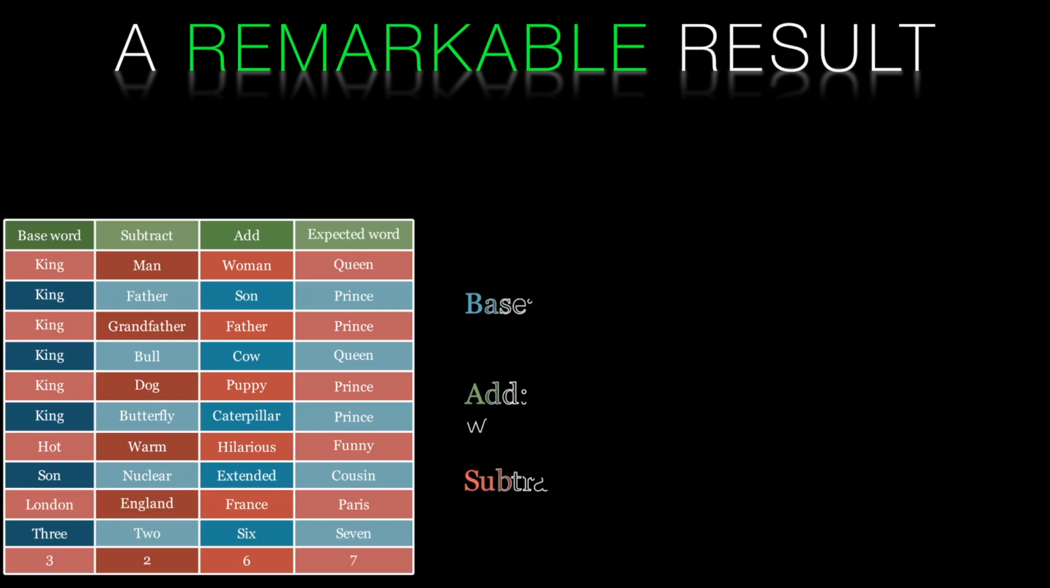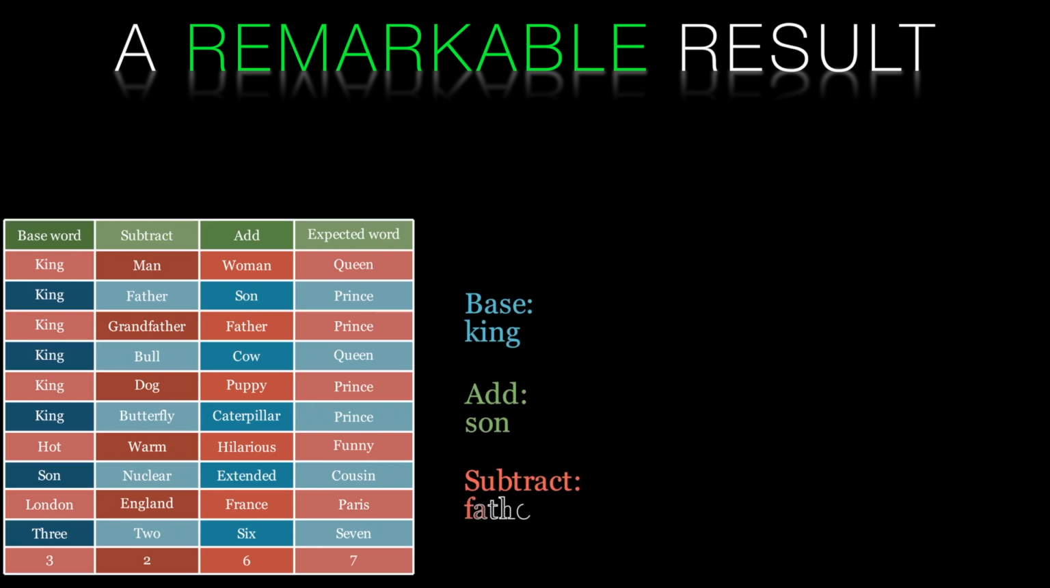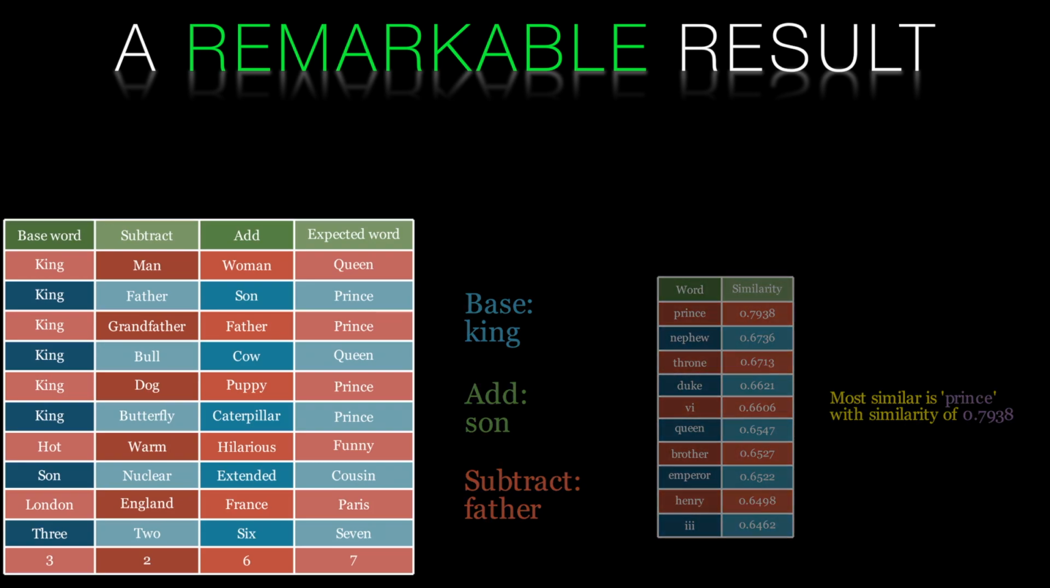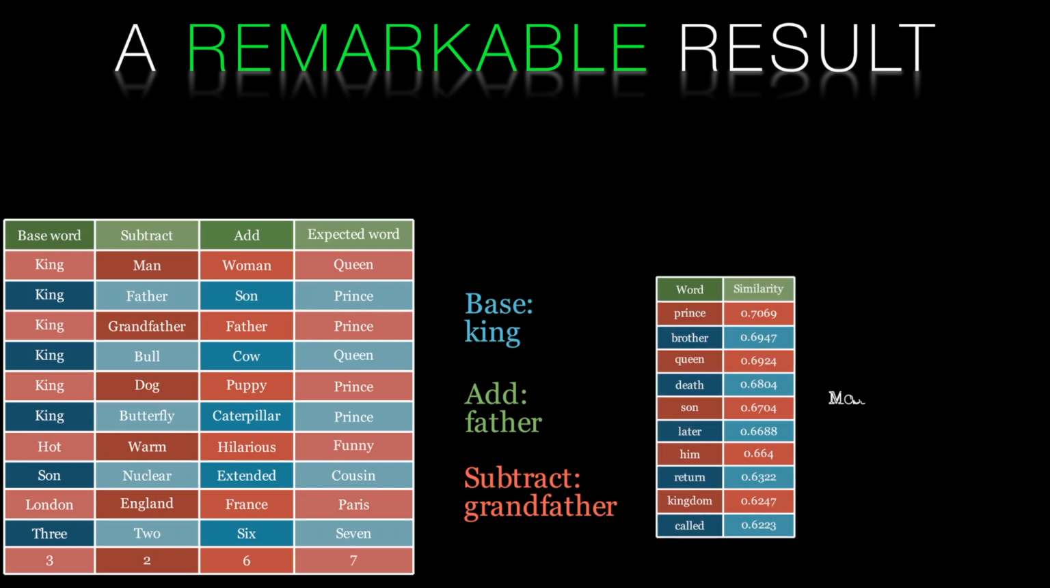How does the word encoding do on these set of tests? For our first test, we can confirm that queen is indeed the resulting word when we subtract man from king and add woman. We get a high similarity score of approximately 77%. Likewise, when we subtract father and add son, we get the expected word prince. And this semantic relationship is maintained when we go up a generation and subtract grandfather and add father.